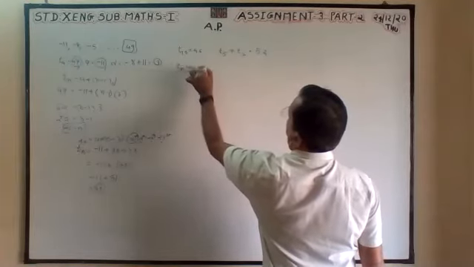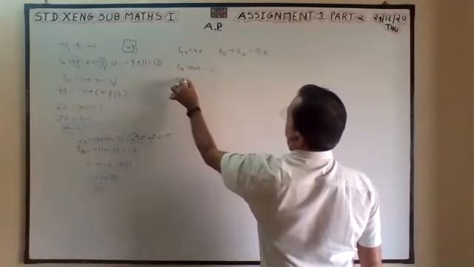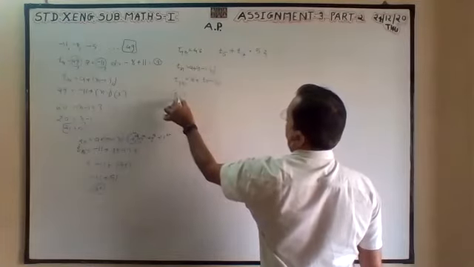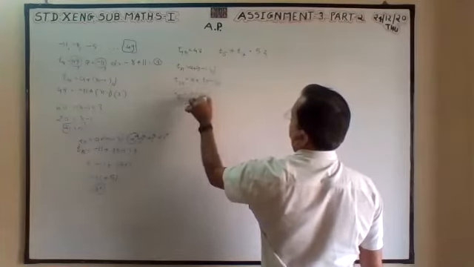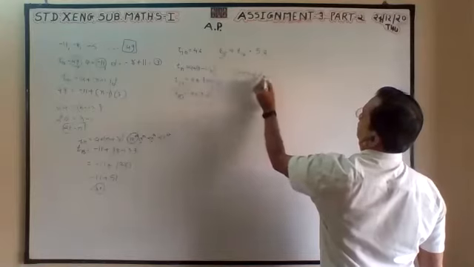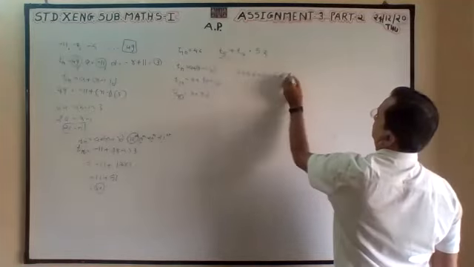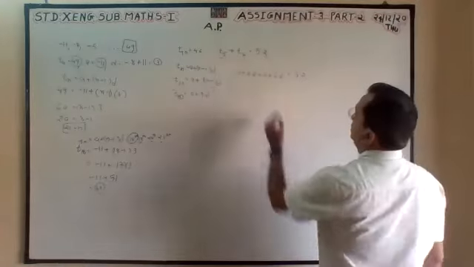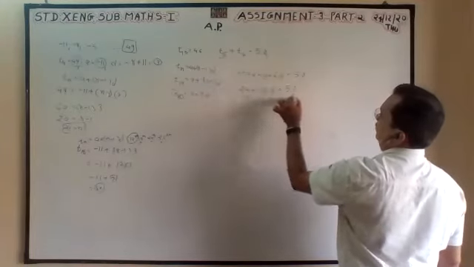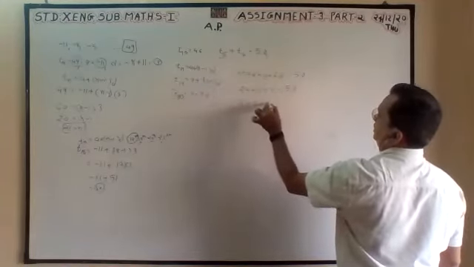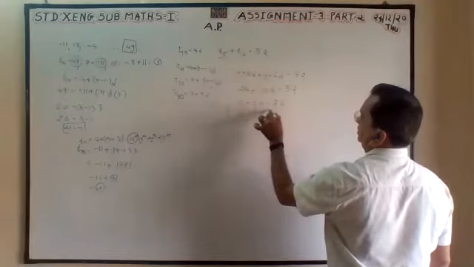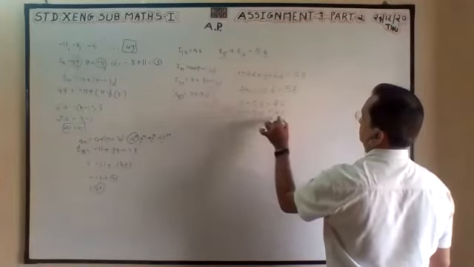Tn is equal to A plus n minus 1 D. So T10 is equal to A plus 10 minus 1 D, so T10 is A plus 9D. Similarly here, A plus 4D plus A plus 6D gives 2A plus 10D equals 52. Half of it: A plus 5D is equal to 26. And A plus 9D is equal to 46.